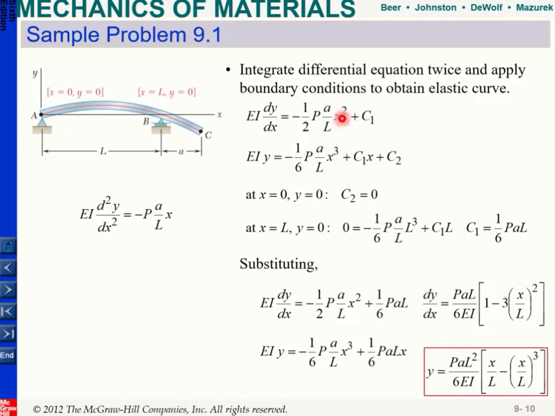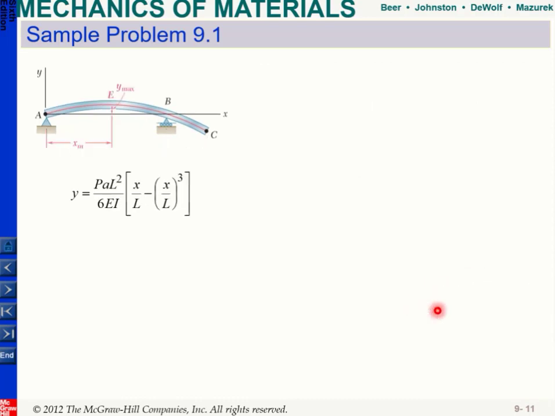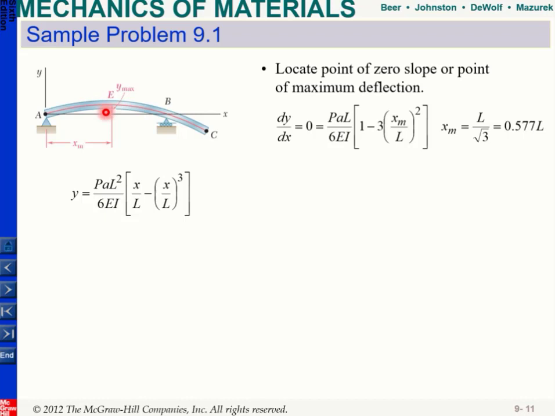From this equation, after you determine your C1, you can determine the slope. What we are looking at is a place where our slope is 0, which will correspond to this point E. When you set it equal to 0, you can find x. This time it will be L over square root of 3, and you will end up with 0.557L. So the x coordinate of point E is given by this equation.